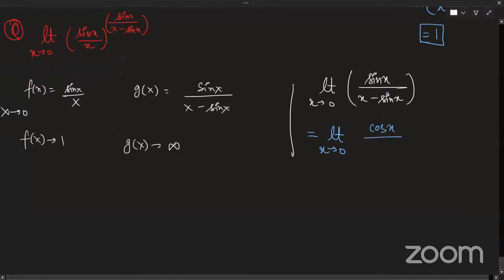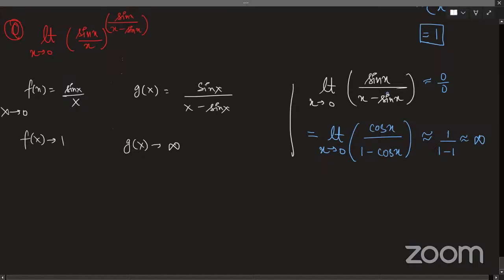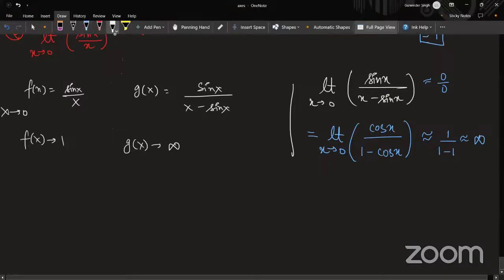What about x minus sin x? 1 minus cos x. Now just check which form this is currently. In the top it was 0 by 0 form. Which form is this now? What is cos of 0? 1. So you are left with 1 divided by 1 minus 1, so 1 by 0. What is 1 by 0? Infinity. Correct, it is infinity.